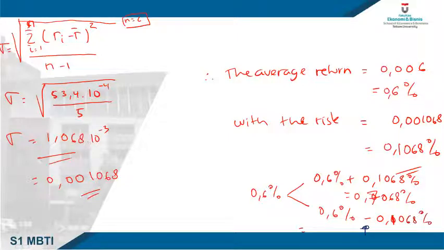So they might get 0.49% of return, because it might lose 0.1068, and it can also reach the maximum return by adding the standard deviation. That's why we call it a deviation from the average return. So that's the risk, and also the profit if it is plus, yeah. Okay, understood?